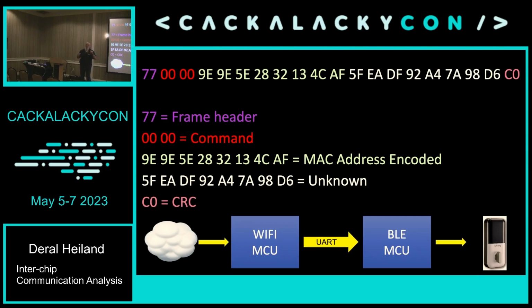A MAC address would be 6 bytes. This is actually 8 bytes. So they actually encoded the MAC address of the Bluetooth device that it was communicating with into an 8-character code encoding. This initially was unknown, and then at the end we have a CRC, which is quite common for how you see interchip communications most of the time.